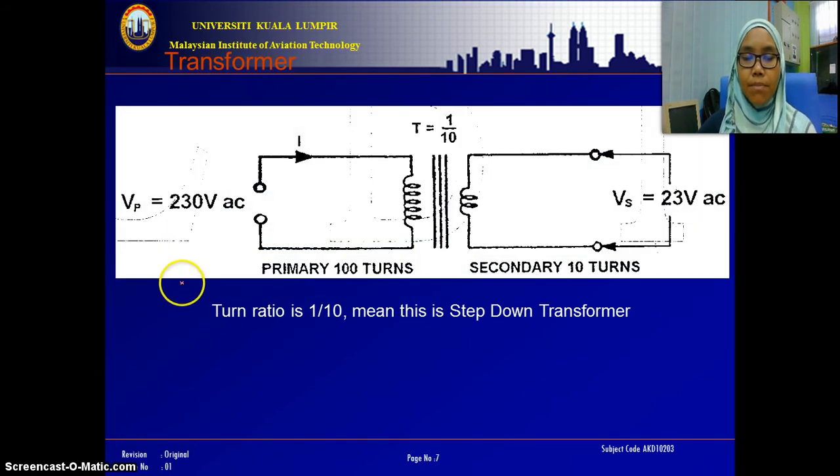And I give you another example here. This is a transformer with 230 volts AC as the input voltage, 100 turns on the primary, and 10 turns on the secondary. So from here you will have 1 over 10 or 0.1 turns ratio, and this gives you 23 volts AC as the output voltage. So this is a step-down transformer, which steps down the input voltage into a lower value by 10 times. The step-down transformer has a turns ratio which is always less than 1.